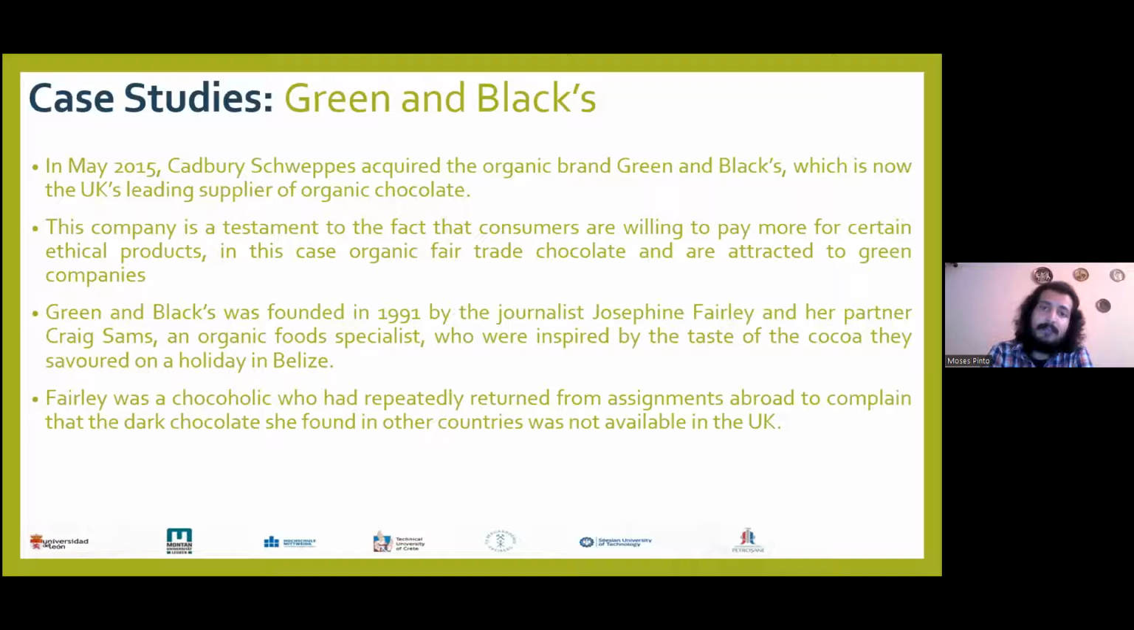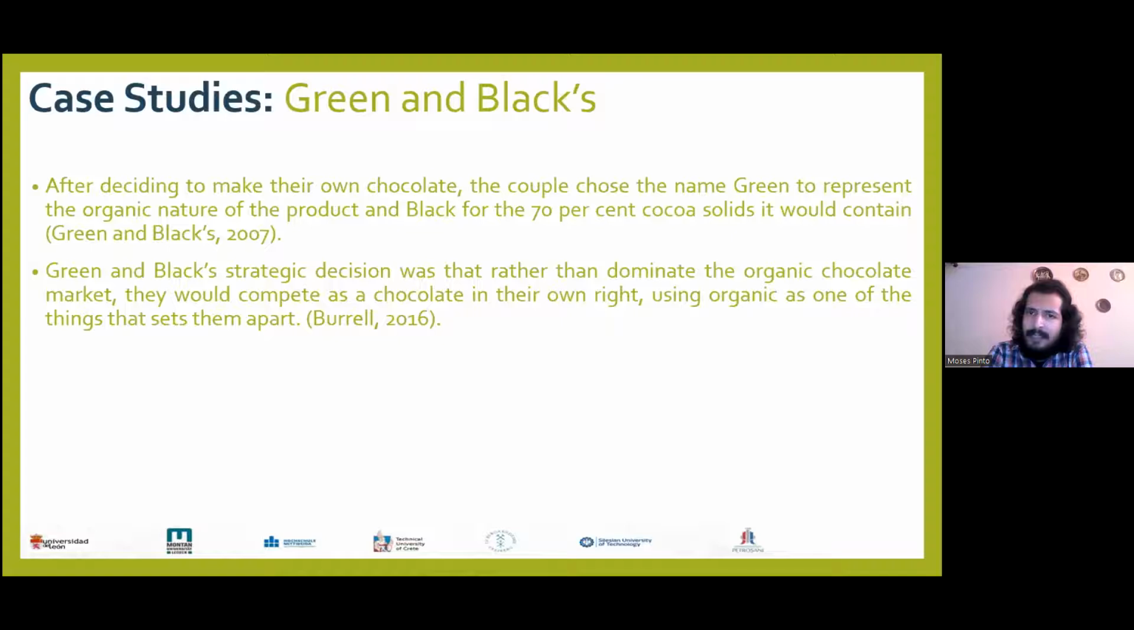So what did they do? They came up with a solution. They came up with an entrepreneurial activity. After deciding to make their own chocolate, the couple chose the name Green to represent the organic nature of the product and Black for the 70% cocoa solids it would contain. And it did so well that today, Green and Black's seems to have a 95% market share of organic chocolate in the UK. But that's not all.